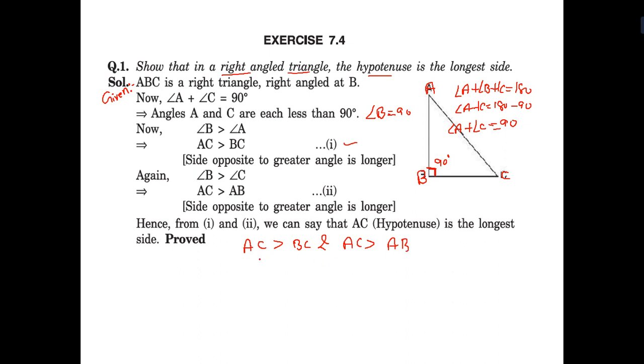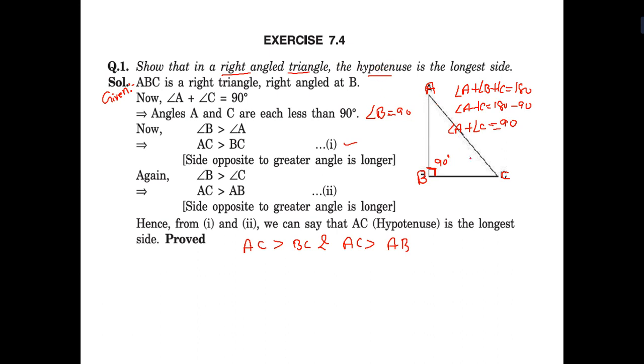So already we say that AC is greater than BC and AB. Hence from 1 and 2 we can say that AC is the hypotenuse and it is the longest side. So that is question number 1 and it is easy. A right angle triangle is given, and we have to prove the hypotenuse is the longest side.